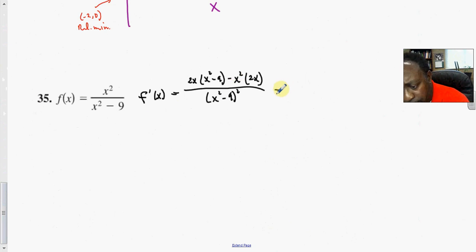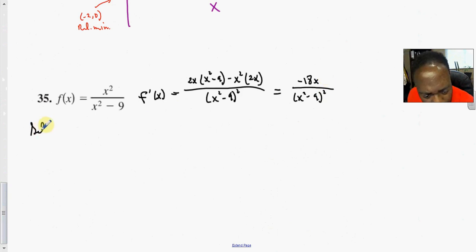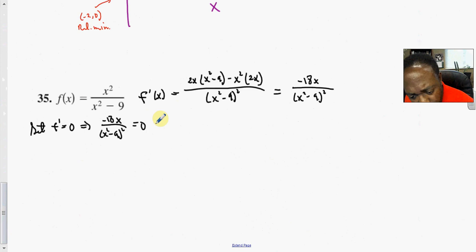squared. We simplify that, we get 2x to the third minus 2x to the third cancels out. And then this is also a negative 18x in the numerator, so negative 18x over (x squared minus 9) squared. Now if you set f prime equal to 0, this implies that negative 18x over (x squared minus 9) squared is equal to 0, which implies that x is equal to 0.